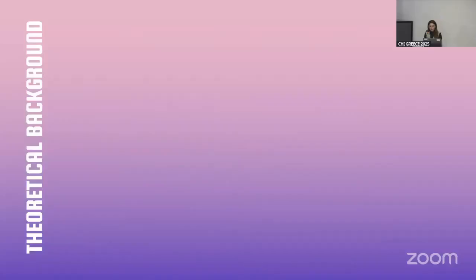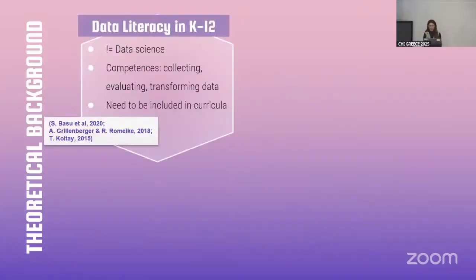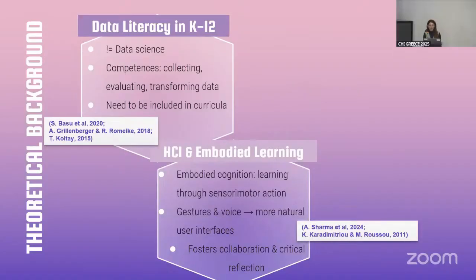But let's move to the more theoretical background that led us here. Our work has been built on 3 complementary perspectives that guided the design of Sorbet. So we start with data literacy, which is about questioning how data is organized, classified, and used. From an HCI perspective, embodied and multimodal interaction, like gestures and voice, make abstract concepts more tangible, social, and of course negotiable. That's the most important part, I think.